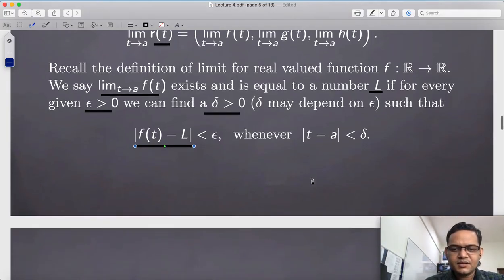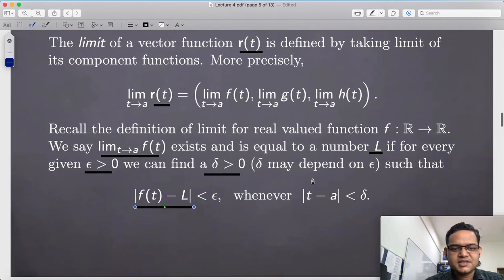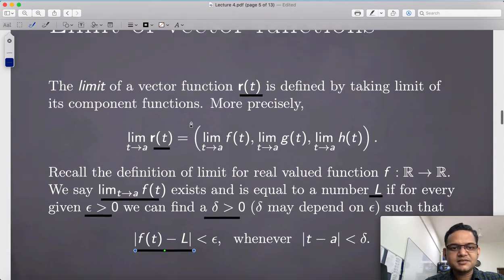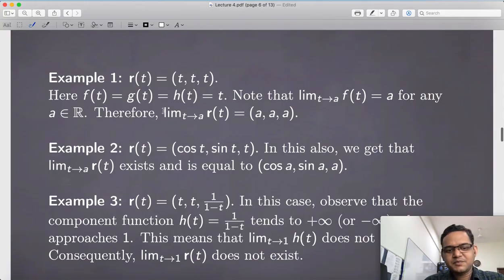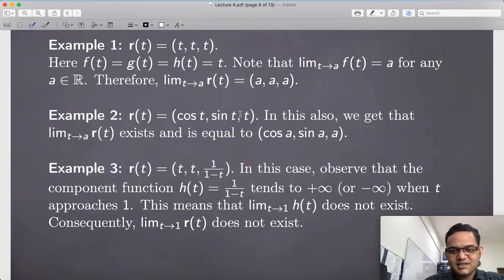It's basically the same concept which we have learnt in our calculus 1, and with the help of this we can define the limit of vector valued functions. So now just recall your previous examples and see that here f, g, h are all very nice functions, so you can easily compute. Similarly in the second example, all the functions are nice: cosine is nice, sine is nice, and t is nice, so you can easily compute.